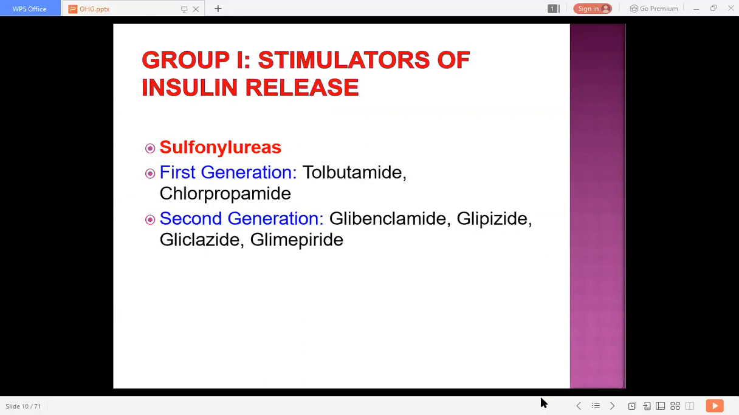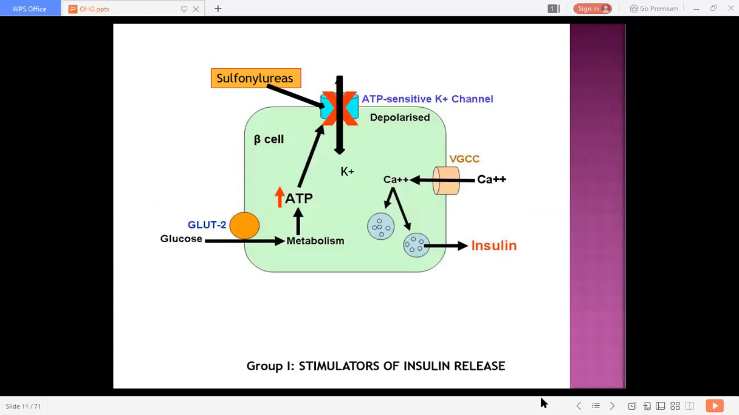Coming to group 1, stimulators of insulin release, individually we have sulfonylureas. First generation: tolbutamide, chlorpropamide. Second generation: glibenclamide, glipizide, gliclazide, glimepiride. The second generation drugs are more potent than the first generation drugs. Coming to the mechanism of action, sulfonylureas stimulate insulin secretion from the beta cells of pancreas. That's why we call them insulin secretagogues.